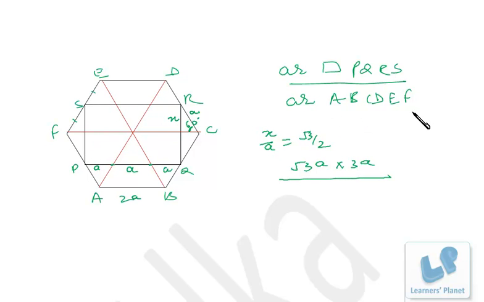And the area of ABCDEF, that is the hexagon, is a combination of 6 equilateral triangles. So 6 into root 3 by 4 a square, right? I'm sorry, here the side is 2a, so it is precisely root 3 by 4 side square. So the side is 2a, so 4a square, and 6 equilateral triangles are there like this.